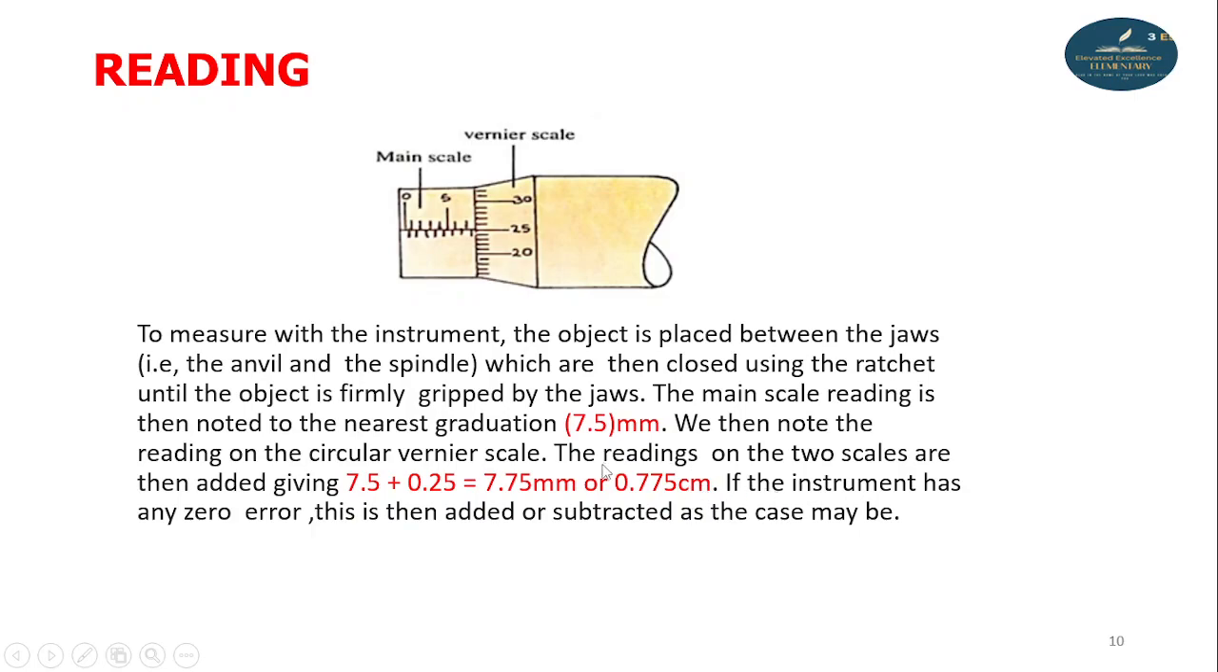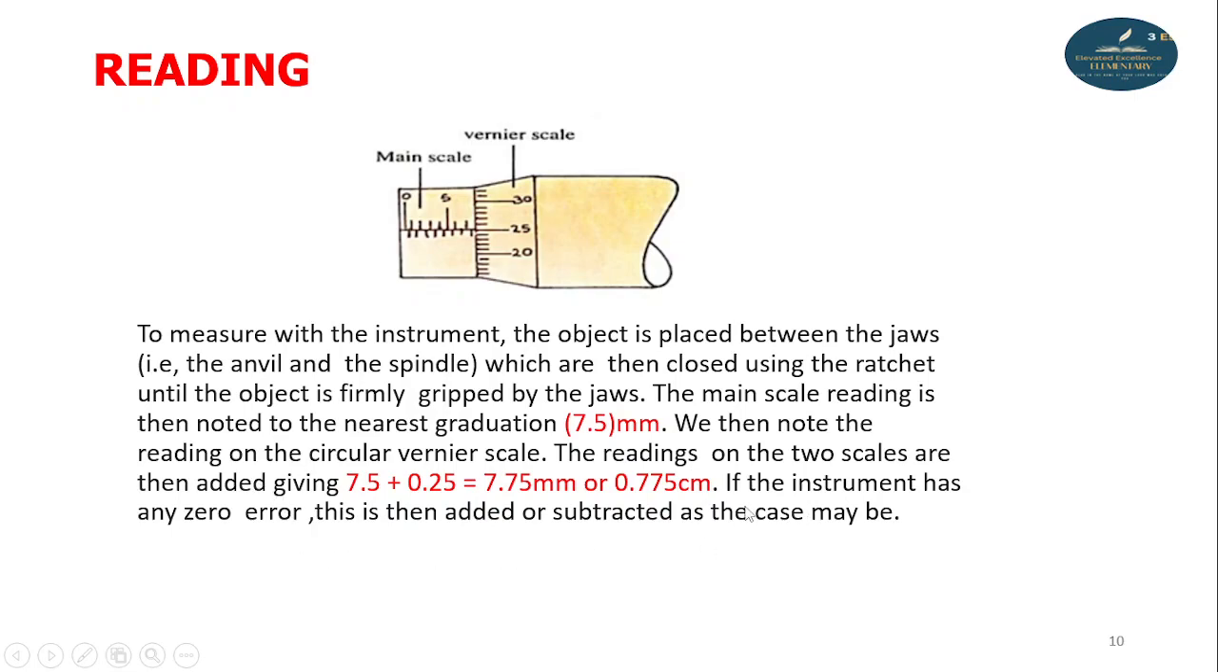When it's converted to a value in centimeters, we get this. So if the instrument has any zero error, this is then added or subtracted as the case may be.